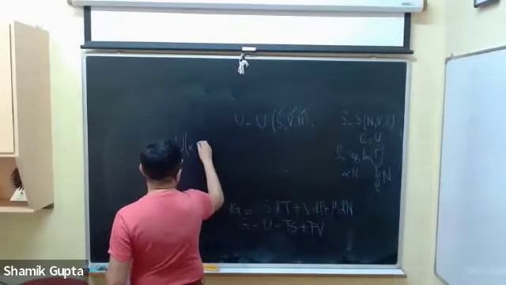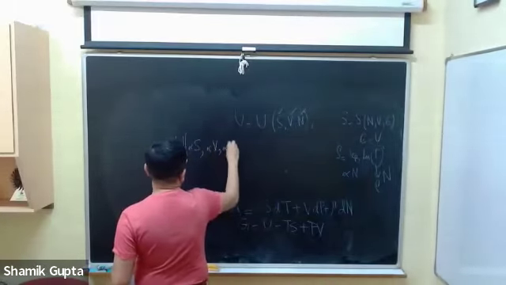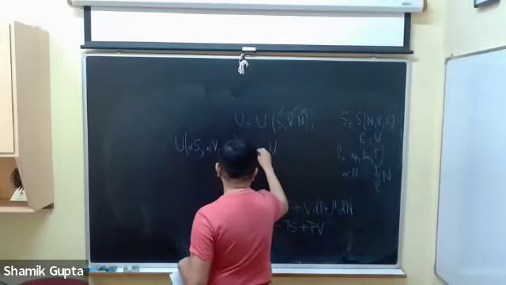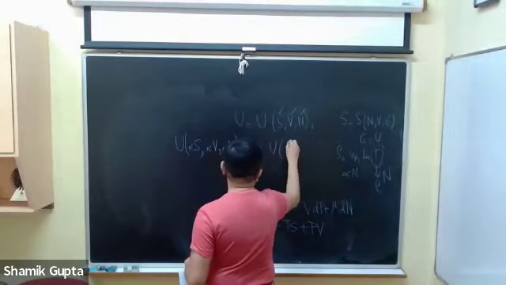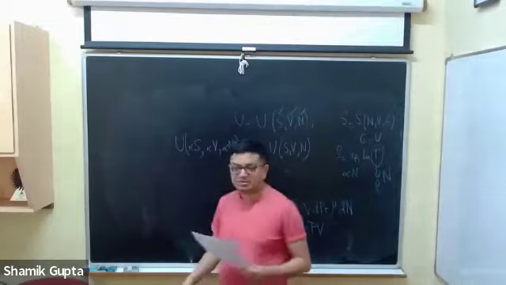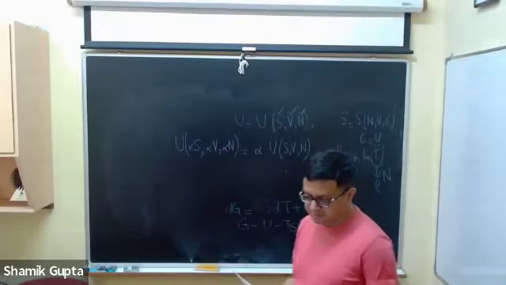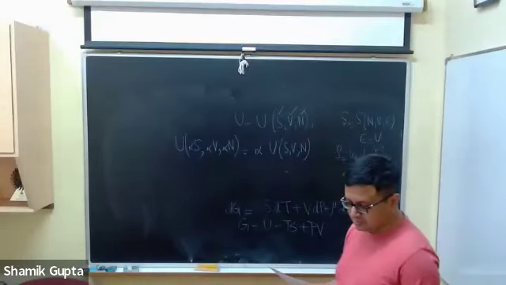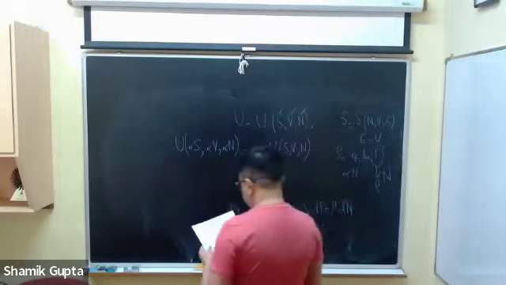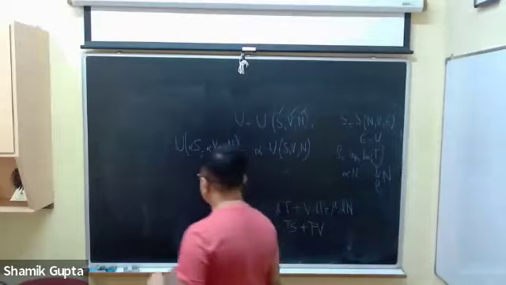If I multiply S by some factor alpha, V by some factor alpha, and N by some factor alpha, then whatever I get is alpha times U(S, V, N). Why? Because everything is proportional to the number of particles. So it has to be true this way. Now what I do is differentiate both sides with respect to alpha. So what do you get?